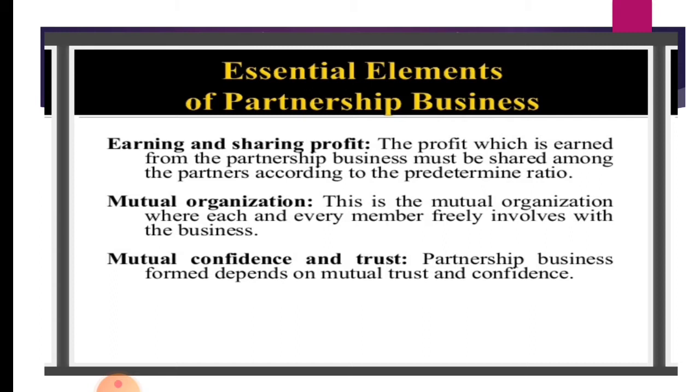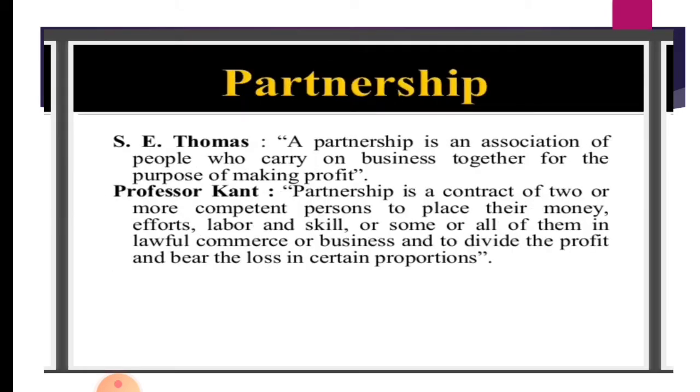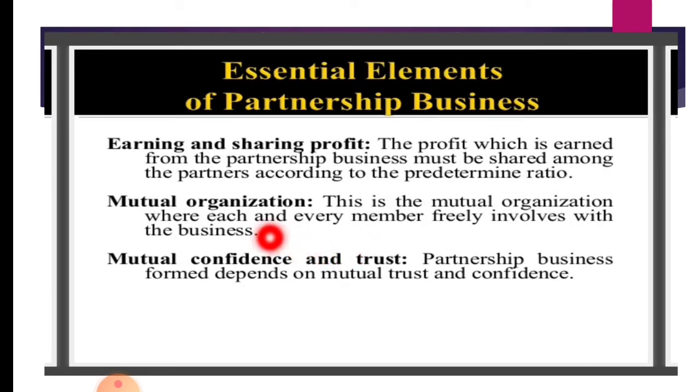So next one is mutual organization. The second element is mutual organization. This is a mutual organization where each and every member freely involves with the business. Each and every partner has got equal right. No one of the partners will be denied from taking part in the business. Mutual confidence and trust. So there should be mutual confidence and trust. Faith should be the motto of a partnership firm. Partnership business form depends on mutual trust and confidence. The partners who are running the business should have trust and confidence in one another. So that is one of the important elements also.